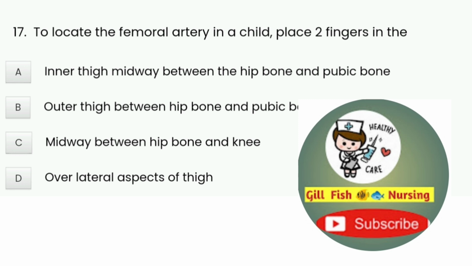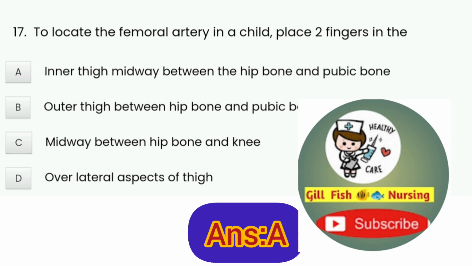Next question. To locate the femoral artery in a child, place two fingers: option A, inner thigh midway between the hip bone and pubic bone; option B, outer thigh between hip bone and pubic bone; option C, midway between hip bone and knee; option D, over lateral aspect of thigh. Usually where you locate the femoral artery pulse is in between the hip bone and pubic bone. So option A is the correct answer.